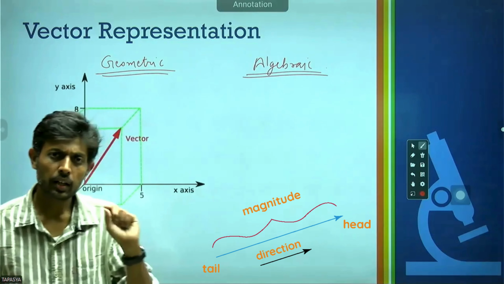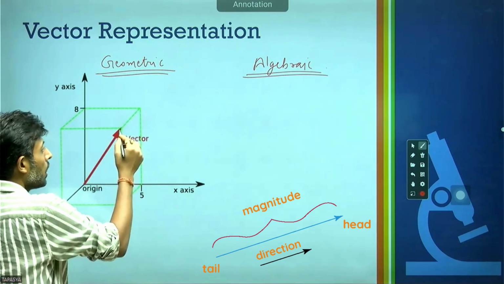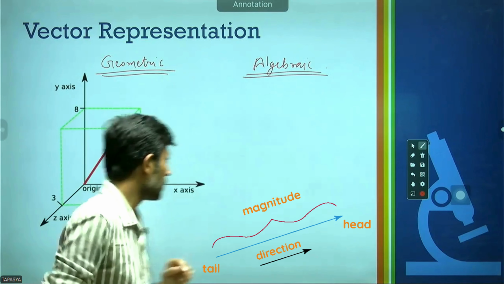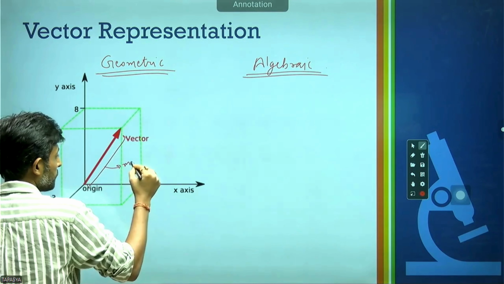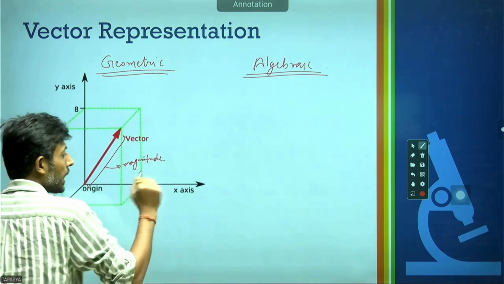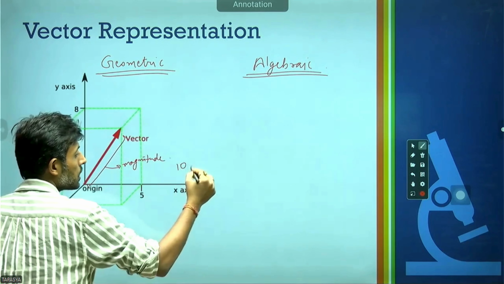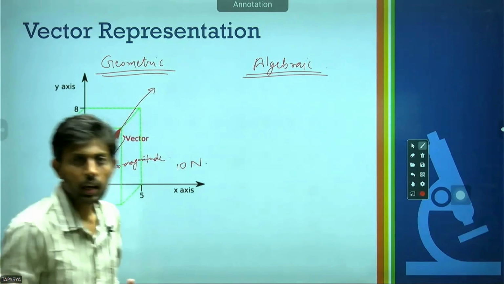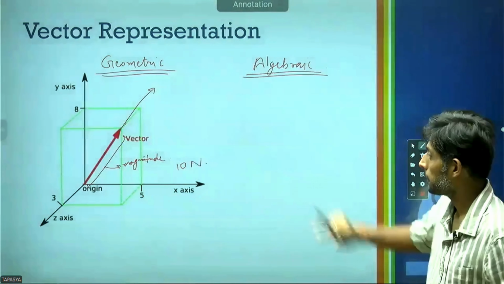We have seen earlier that vectors are represented diagrammatically by an arrow. The head of the arrow shows the direction, and the length shows the magnitude, okay? This is the magnitude. If this length is, let's say, 10 units, and this is the force we are measuring, we can say this force is 10 Newton. In which direction? In this direction, of course, okay? So that is how vectors are represented diagrammatically or geometrically.